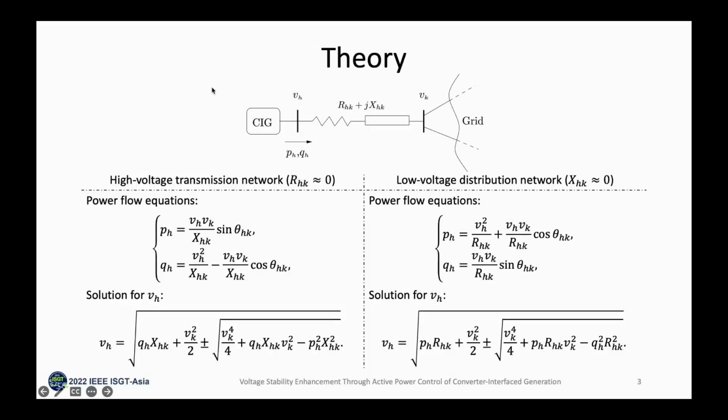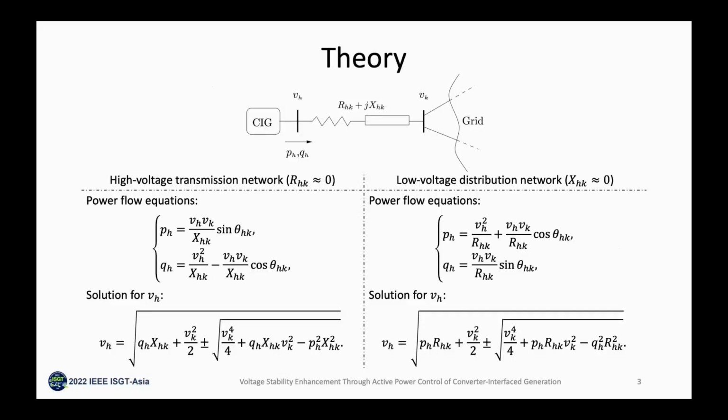Now, I will introduce the theoretical background of this paper. Considering that a CIG is directly connected to the power network, as shown in this figure, we consider two extreme cases for the feeder that connects the CIG to the network, namely purely inductive, which means the CIG is connected at the higher voltage transmission level, and purely resistive, the CIG is connected at the low voltage network.